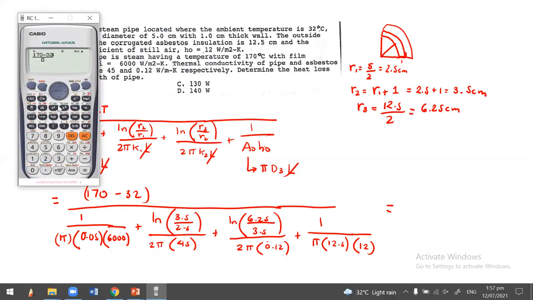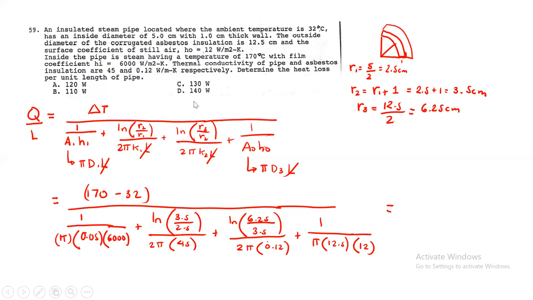170 minus 32 divided by 1 over pi times 0.05 times 6,000. Medyo mahaba ito, no? So ang sagot dyan is 140 watts. The answer is letter D. Pag tinype mo yan sa calcu, ito pala 12.5, so ito is 12.5 cm. Divide mo ng 100 para maging meter. So yan lang yung solution sa number 59, guys.